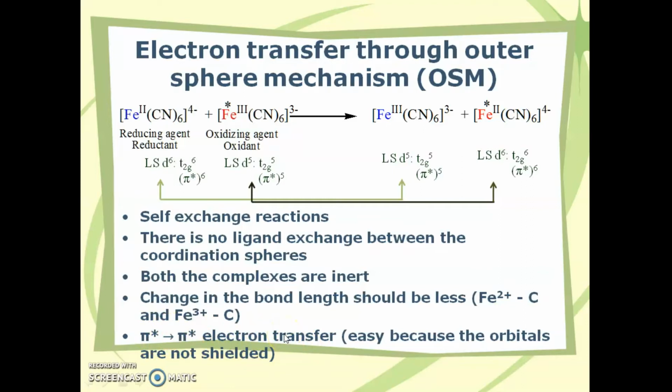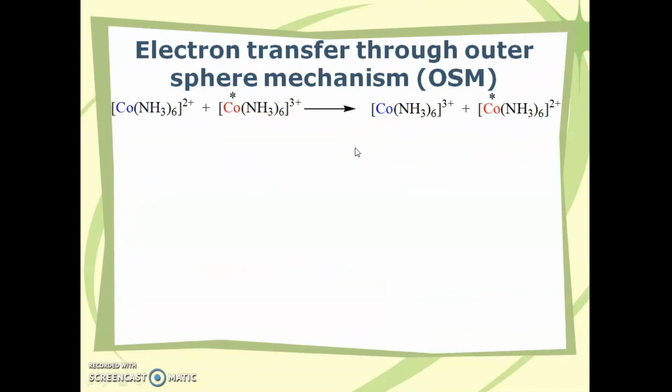This is entirely different from electronic transition, which we observe in the case of charge transfer or in the case of UV visible spectroscopy, right? So that is not happening here. This is a transfer of electron from one species to another species, and here it is a pi star electron transition which leads to a redox reaction. We will understand one more complicated electron transfer reaction which occurs through the outer sphere mechanism.